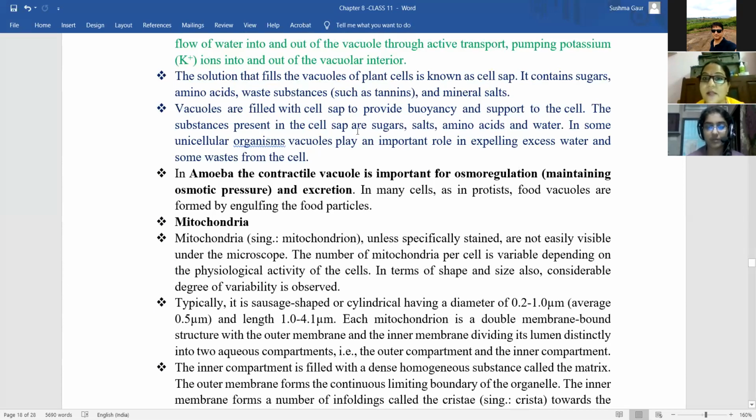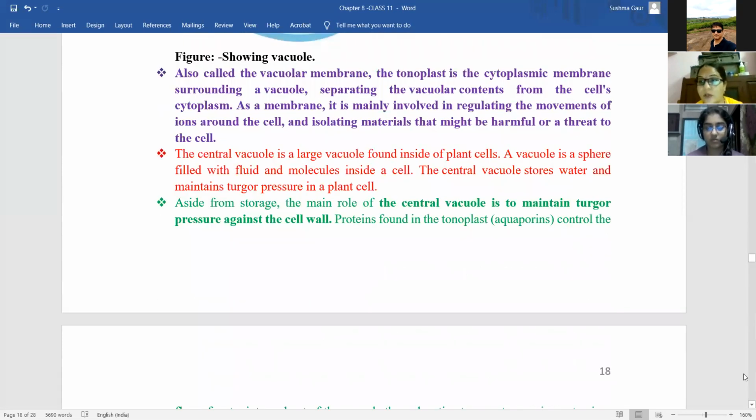So what are the things that are present in the cell sap? Once again, sugar, salts, amino acids, and water. So water will be present in what region? Central vacuole. Okay.